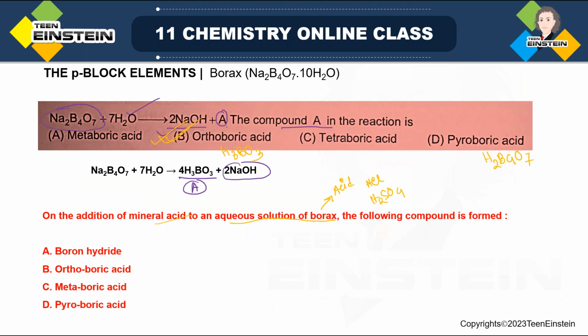So look at the options. Orthoboric acid is present here, so this should be the correct option. Boron hydride is BH3, which remains in the dimeric form B2H6, so this is not correct. Then metaboric acid HBO2 is not formed. Pyroboric acid, we have already seen the formula H2B4O7, that is also not correct. Fine. So the correct option is the second one, orthoboric acid or boric acid. Both are used for the same compound, which is H3BO3.